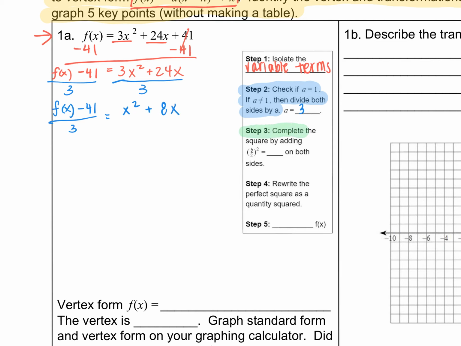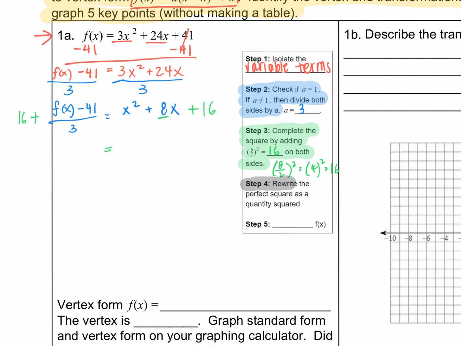Step 3, complete the square by adding b over 2 squared on both sides. So in this case, our b value is 8. So we're going to add 16 on both sides. Plus 16 here, and then why don't we add 16 over here? This is now going to allow us to rewrite as a perfect square.